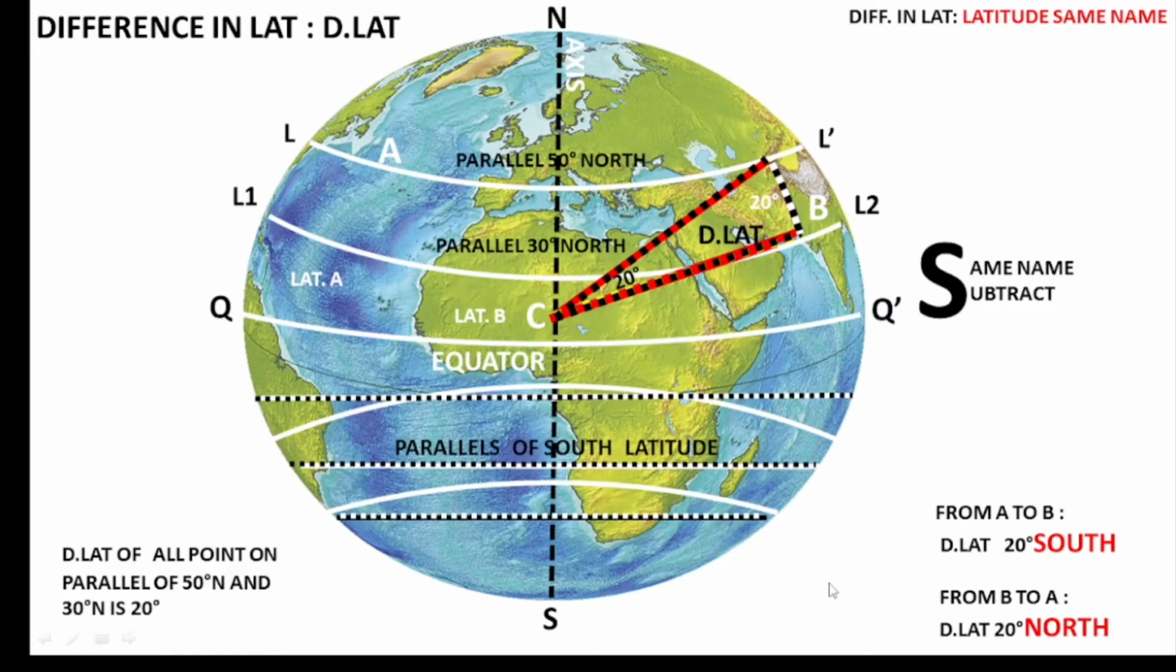And all points, irrespective of what meridian they are, what longitude they are, the d-lat would be the same, 20 degrees. Which way? Depending upon which way you are going from to. And this arc, I'm just trying to show you that this arc will remain same throughout, irrespective of what meridian you are in. It will make the same arc and the same angle at the center of the earth. So the d-lat between two parallel latitudes would remain the same.